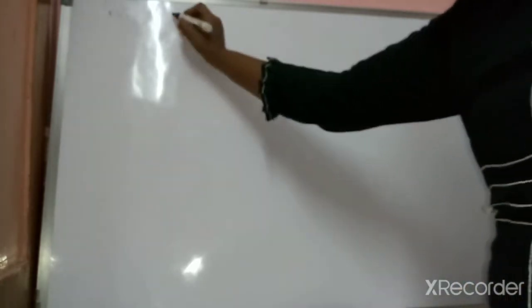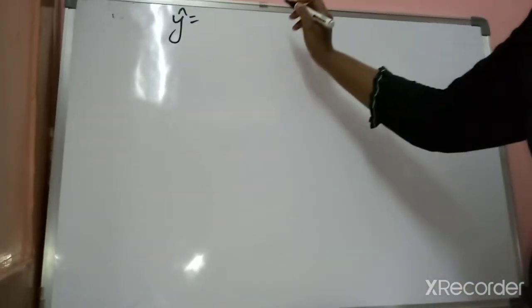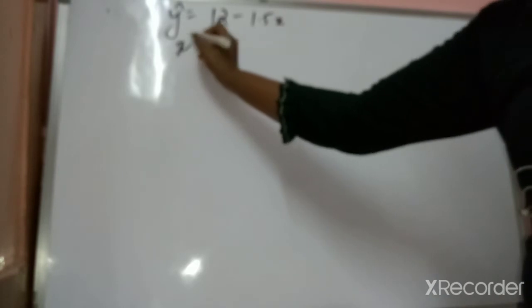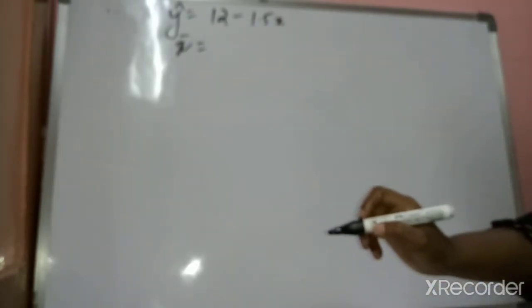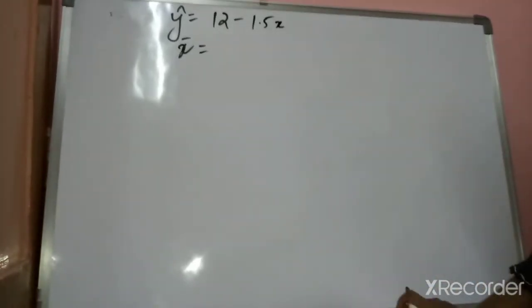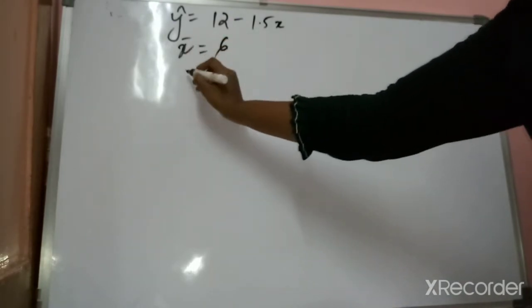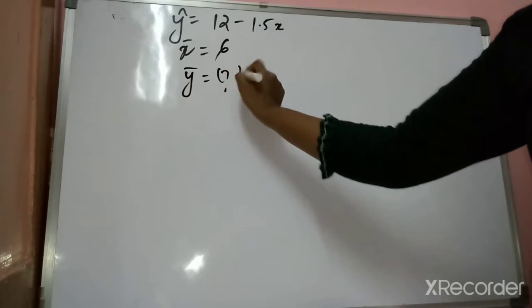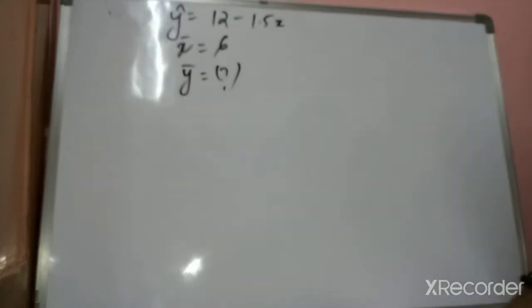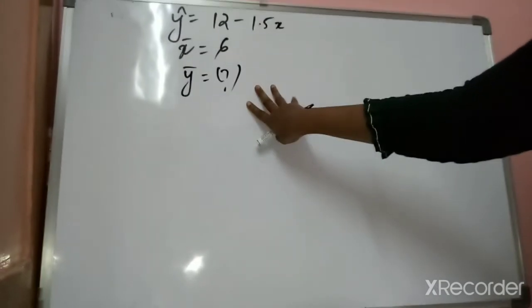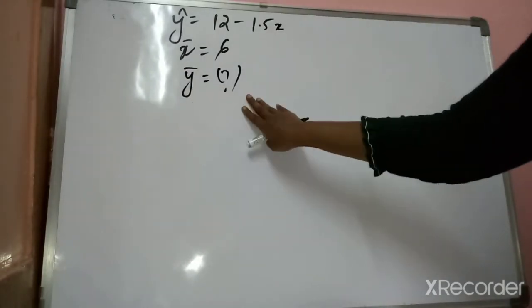Now see, in the first question it is said that your y cap is being given to you as 12 minus 1.5x. Okay, so 12 minus 1.5x is given to you. Then your x bar is given to you. What is your x bar? That is mean of x is 6. So mean of x is x bar. So x bar is equal to 6 is given to you. Then you have to find your y bar, that is mean of y is said to be y bar. So in the first question it is said to find your y bar.